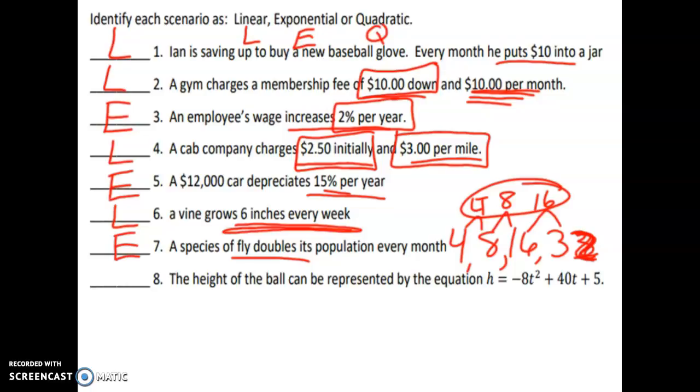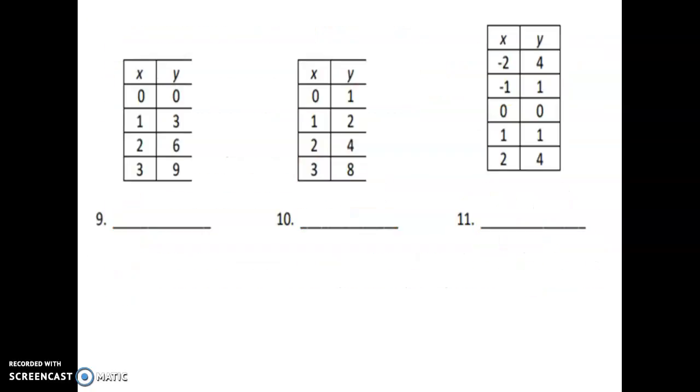And the last one, the height of a ball can be represented by an equation, which is negative 8t to the second plus 40t plus 5. This is the key. We talked about it in the notes. The highest exponent being 2 makes it a quadratic. Okay? Nice job. We have one more slide to go.